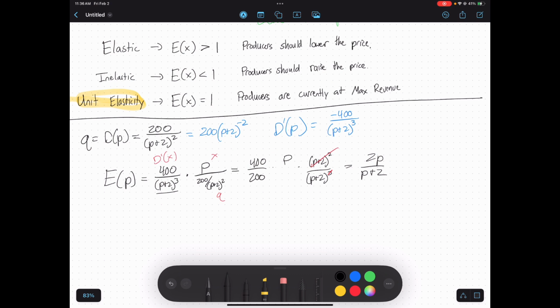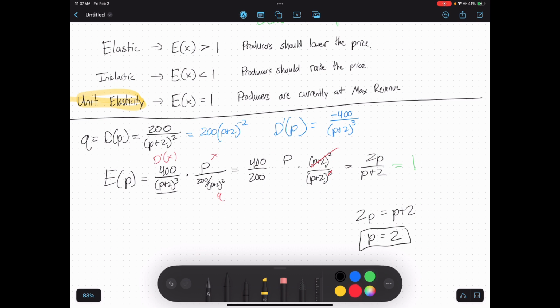At this point, yeah, I could test prices to see which ones will give me an inelastic relationship, which ones will give me an elastic situation, or I could solve for when I'm at unit elasticity by just setting this equal to 1. By setting it equal to 1, I can figure out where I'm going to have my max revenue. So, multiply both sides by P plus 2. I get 2P equals P plus 2. Subtract P, and I get P equals 2.